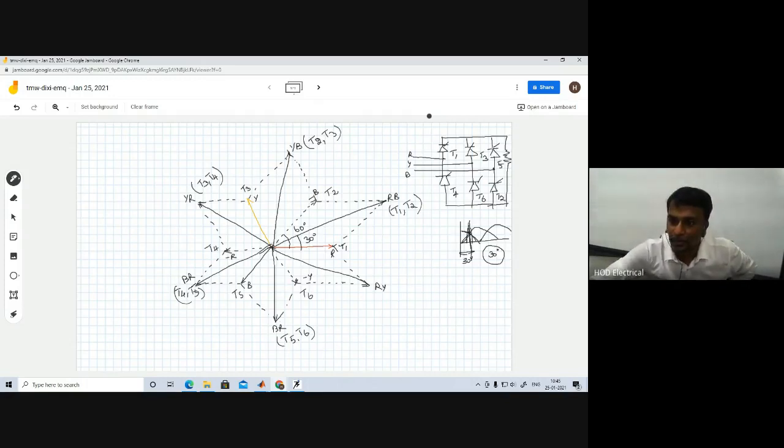This is, I think, sorry, this is a mistake. So this is not BR. We have to write this as PY. E phase positive, Y phase negative, T6. Then RY is nothing but again T6, T1. This is how we are conducting.